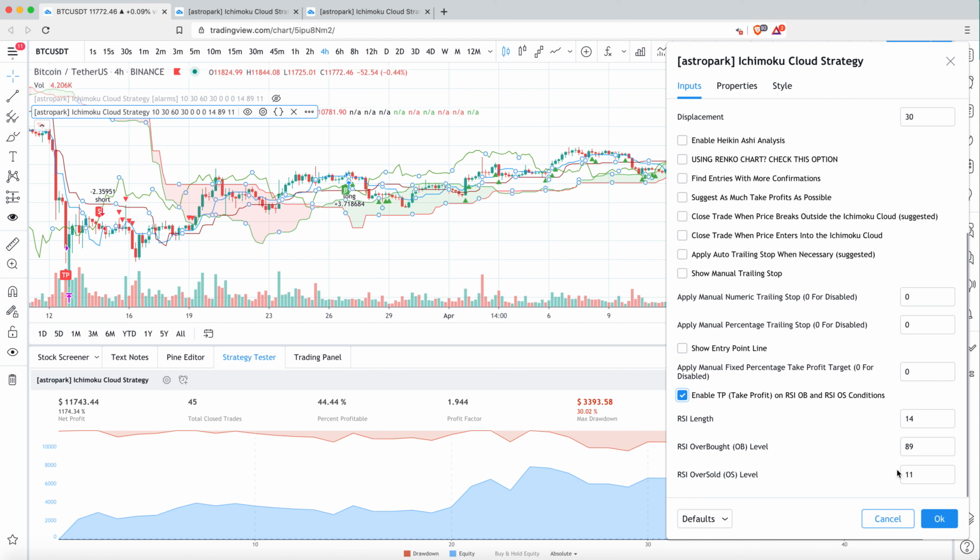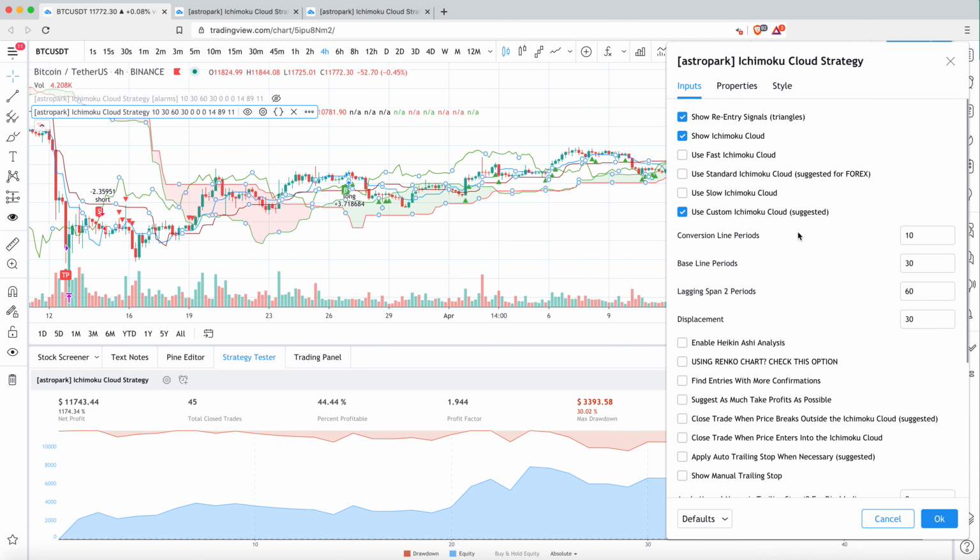But in your mind, this is what I do on each take profit. I overbought, I oversold. At least I close 50% of my position, and I re-enter on the re-short, re-long, okay, on the re-entry.